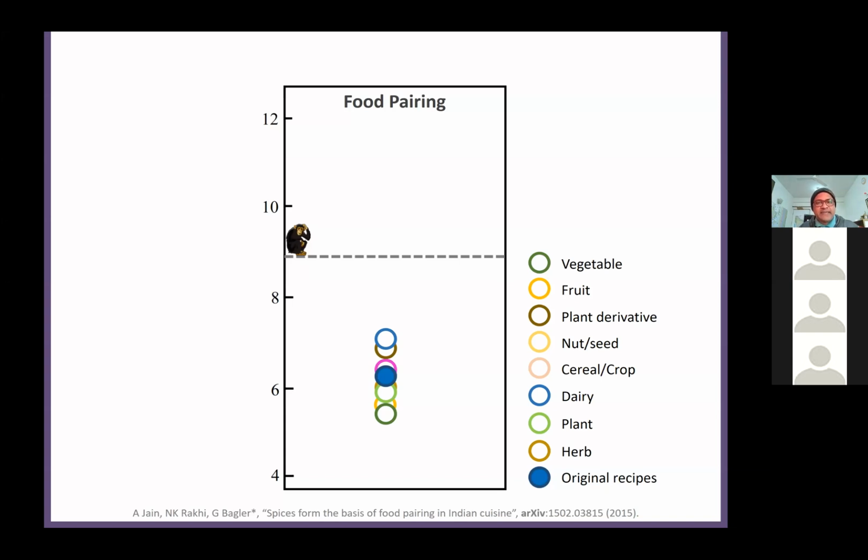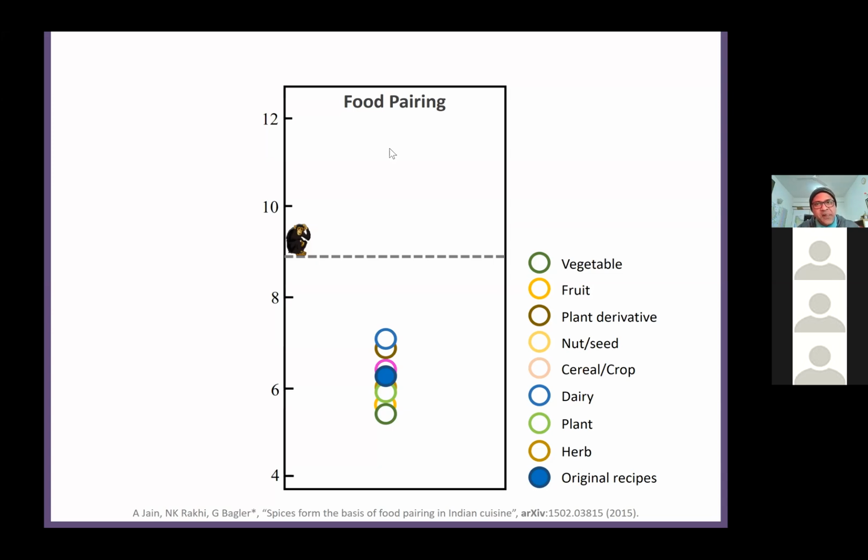Barring one category. There was one category wherein if you were to shuffle that ingredient category, the food pairing pattern changes dramatically. It ends up becoming completely random. And you can guess which category that would be. In fact, I'll be happy if some of you pop up the answers in your chat boxes. I don't know whether you would like to do that or not, but I would take a second or two before I answer the question.